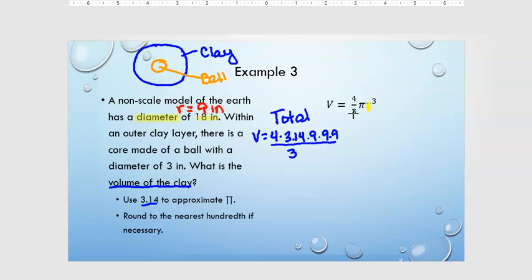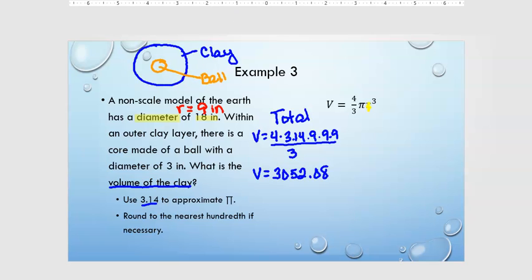So I do 4 times 3.14 times 9, 3 times, and then I'm going to divide that whole thing by 3. And so I find that the entire object has a volume of 3,052.08. Okay, so this is for the total object. Now, I need the ball. I need that center piece that I'm going to work with.